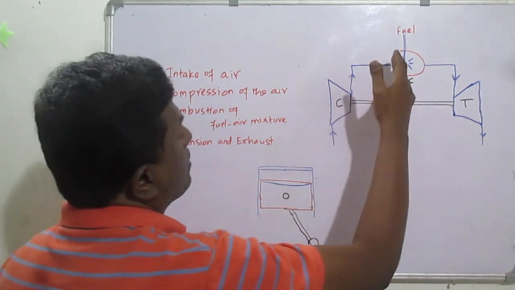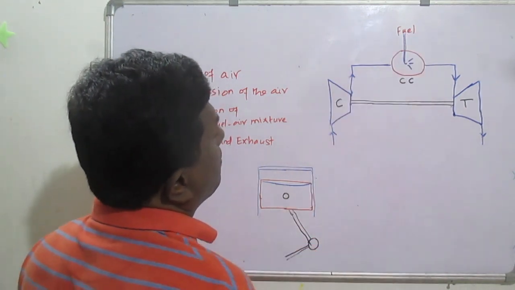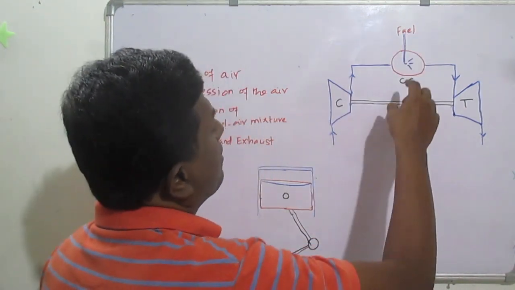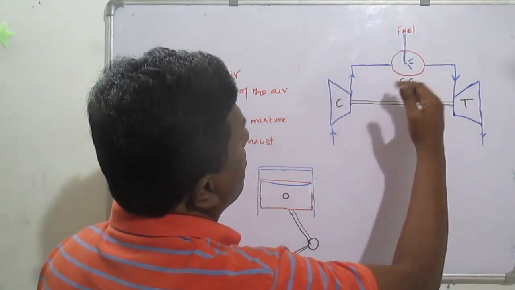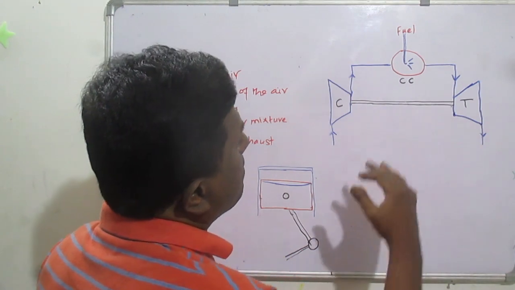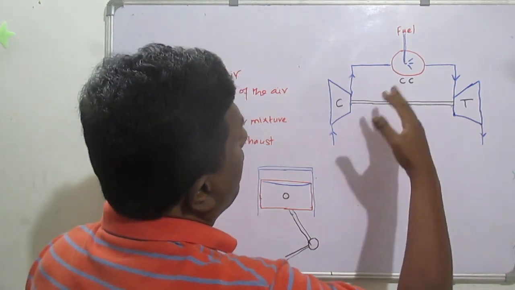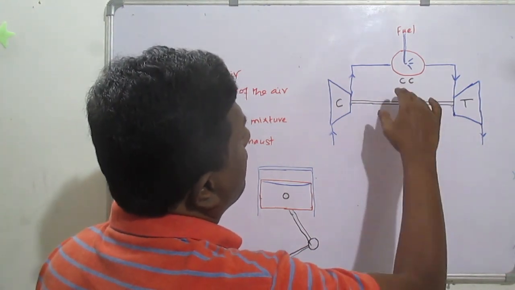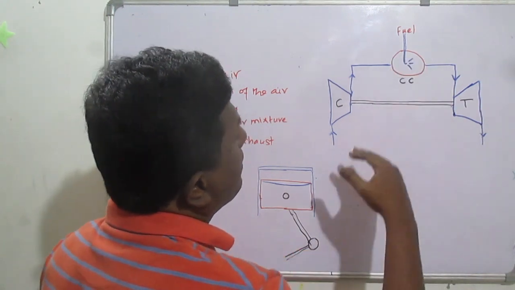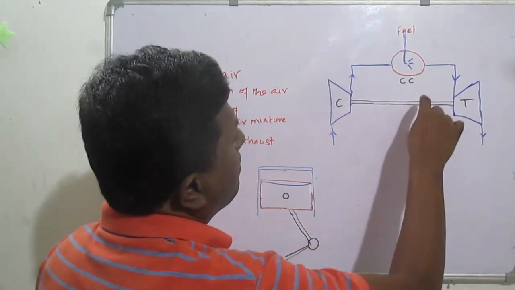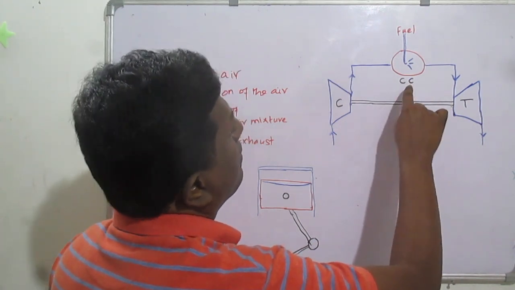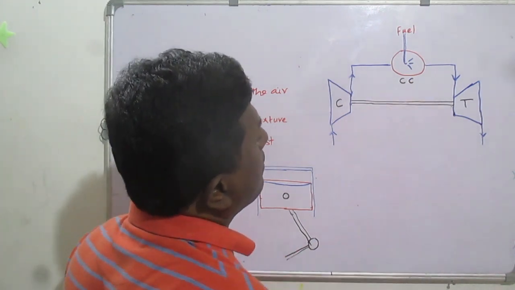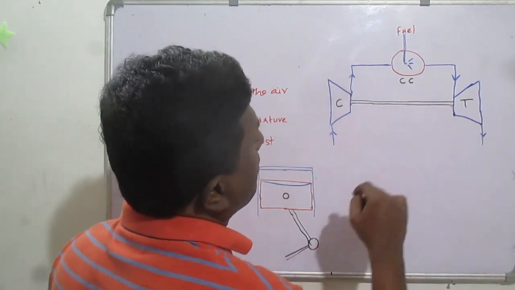So the fuel injection is also continuous, because if it were not taking place at a constant pressure, what would happen? The pressure would keep building up, and at one point of time the combustion would need a break. But that is not happening because of the constant pressure combustion.